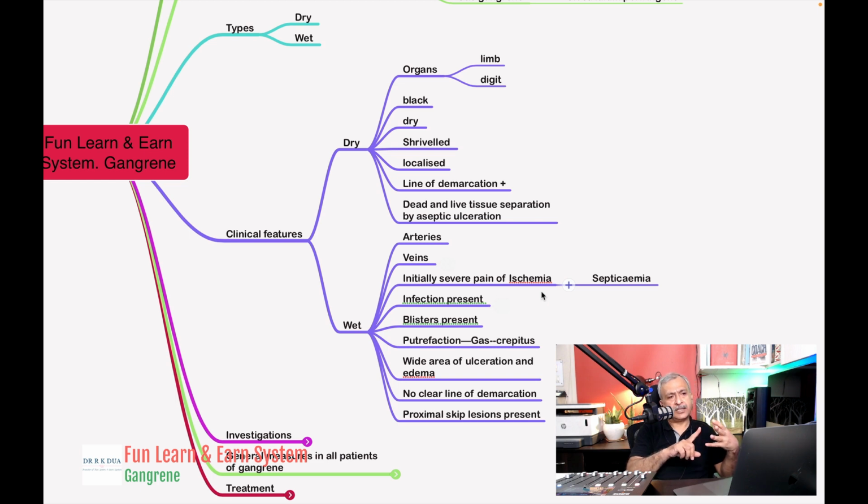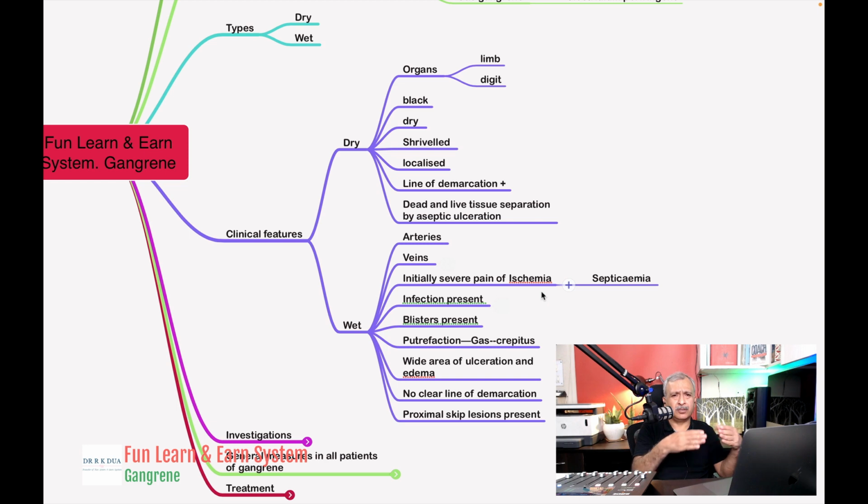So in case of wet gangrene, infection is present, blisters are also there, putrefaction of the tissue, along with the involvement of tissues with the Clostridium perfringens, and that causes the gas formation. Ultimately gas gangrene can also be there. So in case of dry gangrene, the gangrene is limited to the distal part, and there is a clear cut line of demarcation between the dead tissue and the live tissue. But in case of wet gangrene, there is a vague line of demarcation.